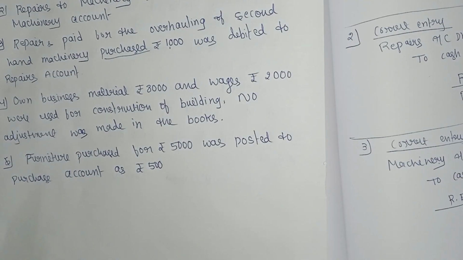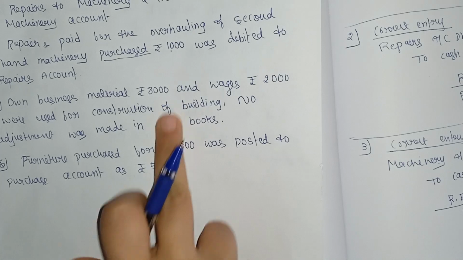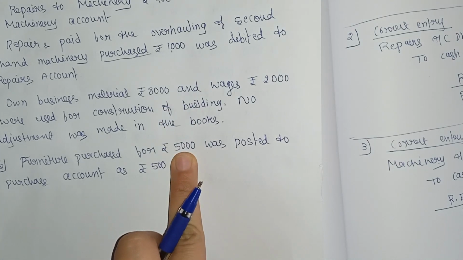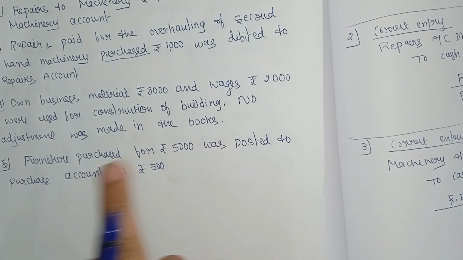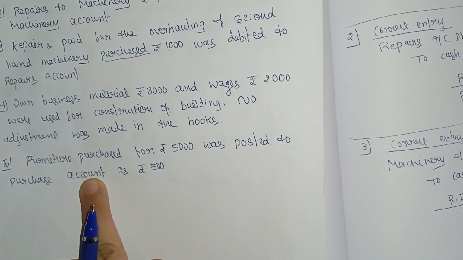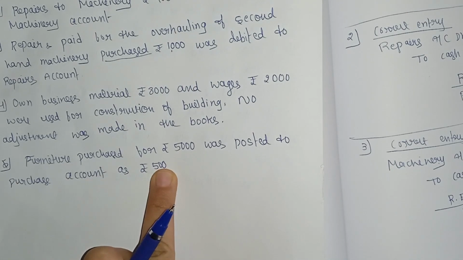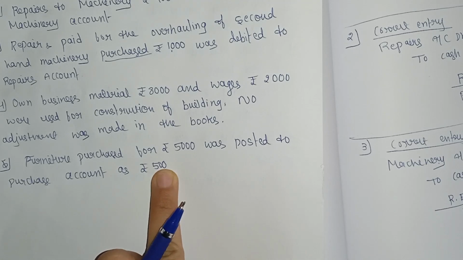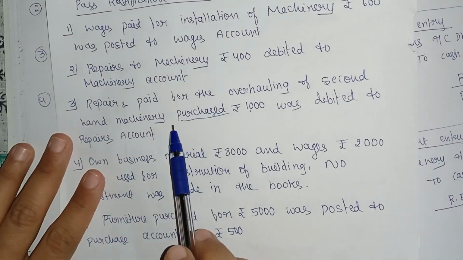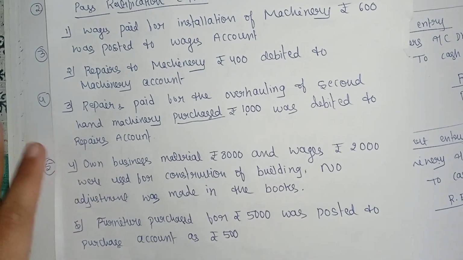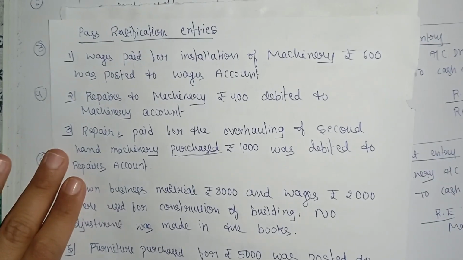So write down the narration here. Being furniture purchased for rupees 5000 wrongly debited to the purchase account as rupees 500, now rectified. Okay, this is the narration. Here we finished the practical problem. So if you have any doubts, please leave a comment. Thank you.